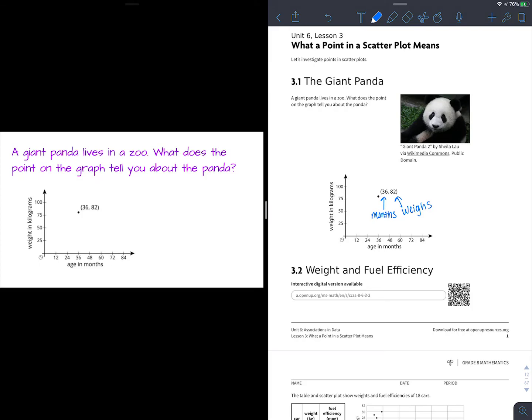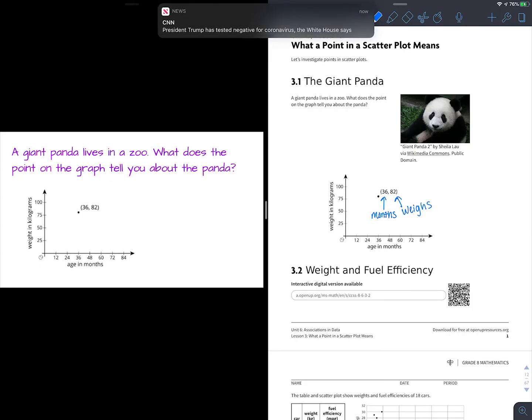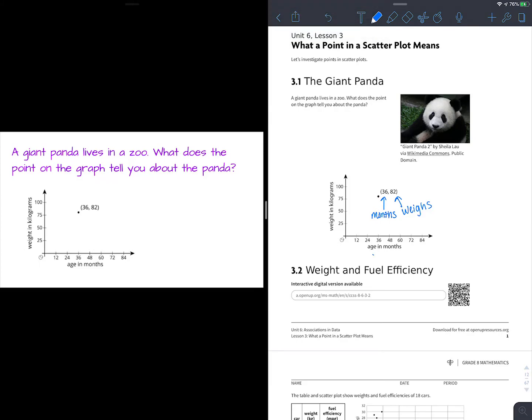So again, this is in context to the situation, but think about what specific information each axis gave you. The x-axis told me the age in months. The y-axis told me the weight in kilograms, which again goes all the way back to lesson 1, talking about the importance of labels on axes.